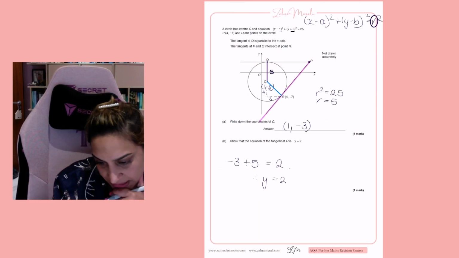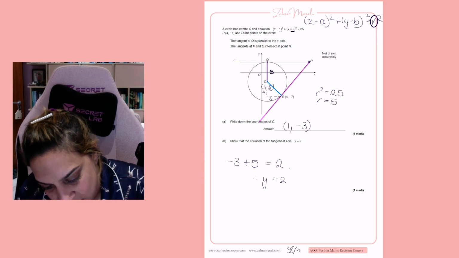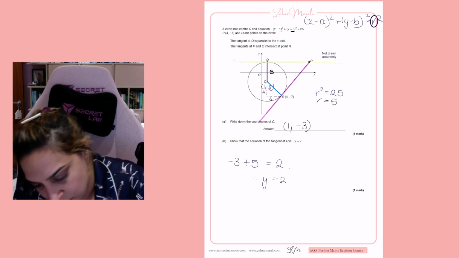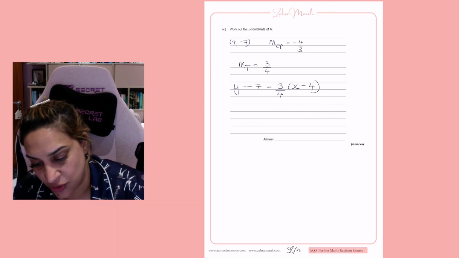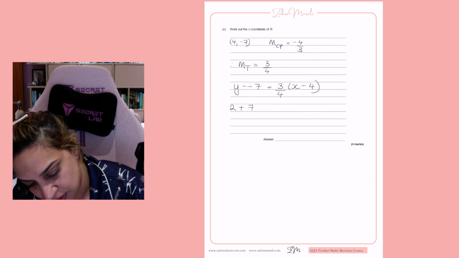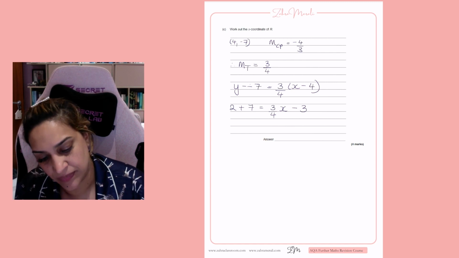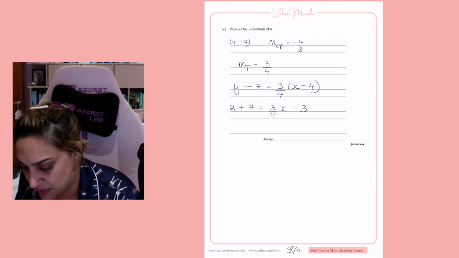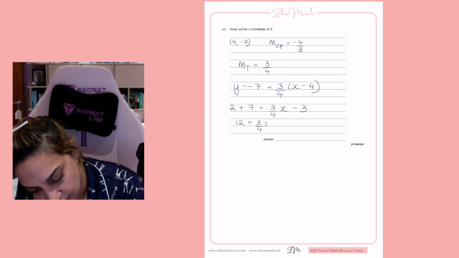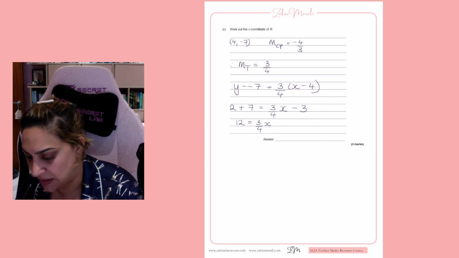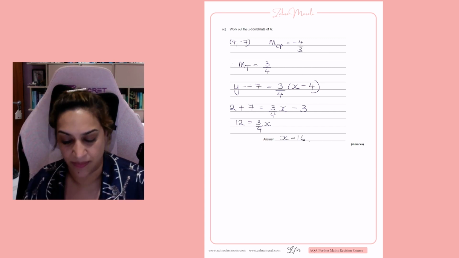And we're trying to find out where that meets this line here, which we know is the line y equals 2. So we substitute in y is 2. So we get 2 plus 7 equals 3/4 x minus 3. So 2 plus 7 plus 3 gives us 12 equals 3/4 x. So x is going to be 16. The x coordinate is 16.